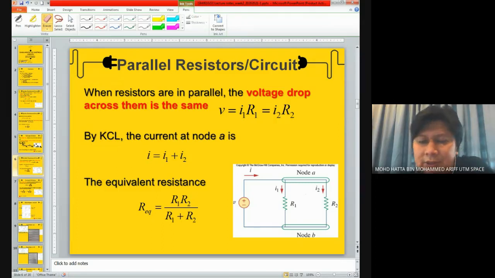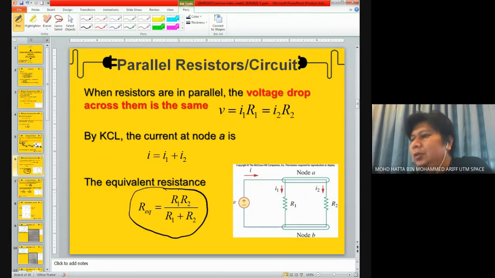The equivalent resistance can be found by using this equation, where you see that this is the formula to get equivalent resistance. Equivalent resistance means that when we try to simplify this circuit to become like this.